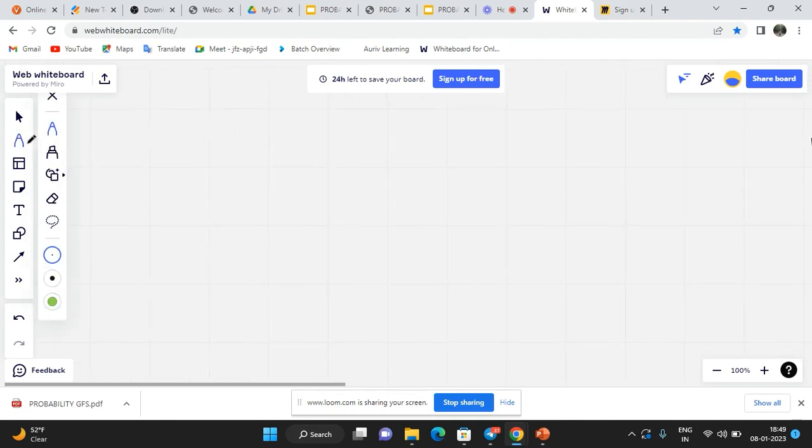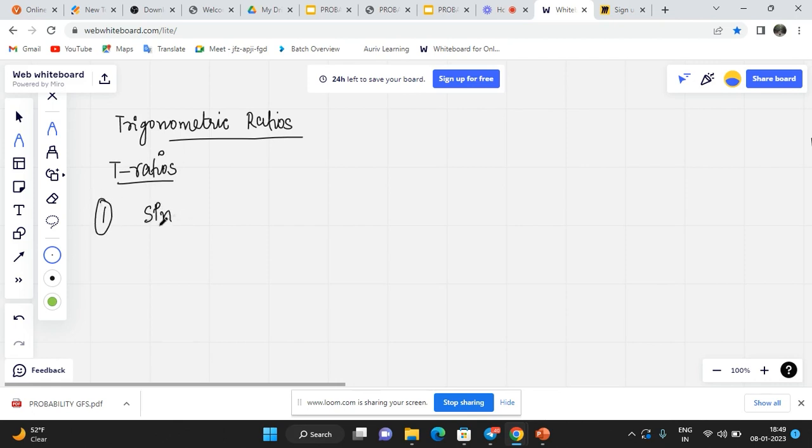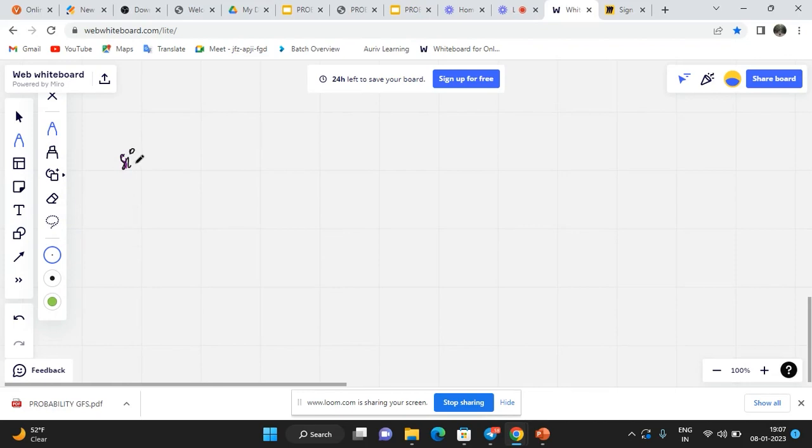Now we have trigonometric ratios, which we generally call T ratios. There are six trigonometric ratios. First is sine, which is generally written as sin. So the first trigonometric ratio is sin theta.